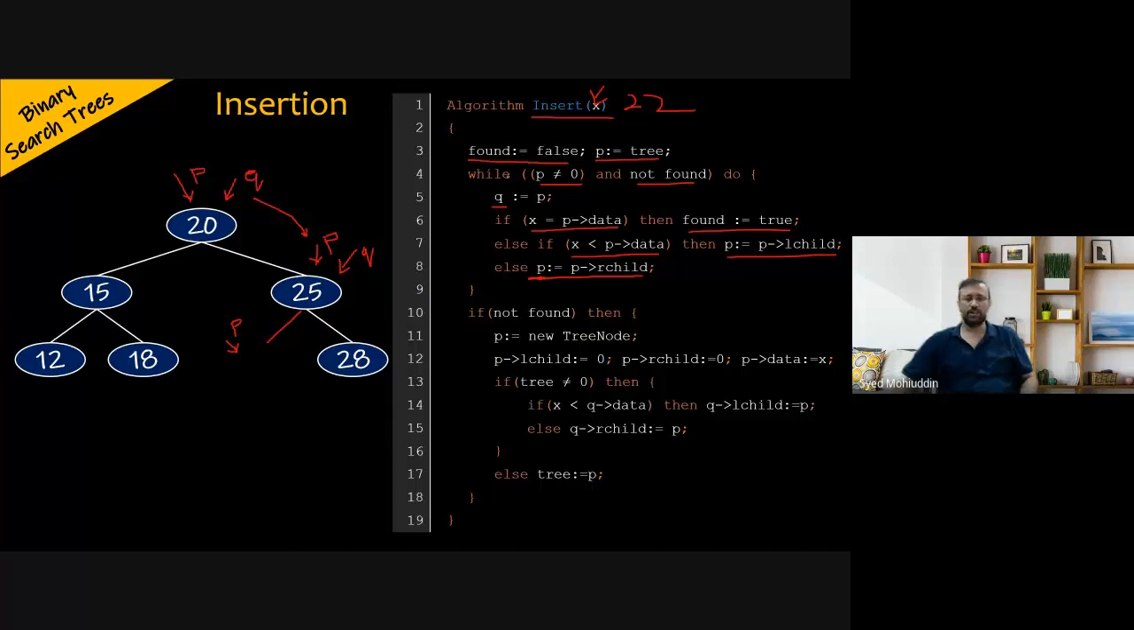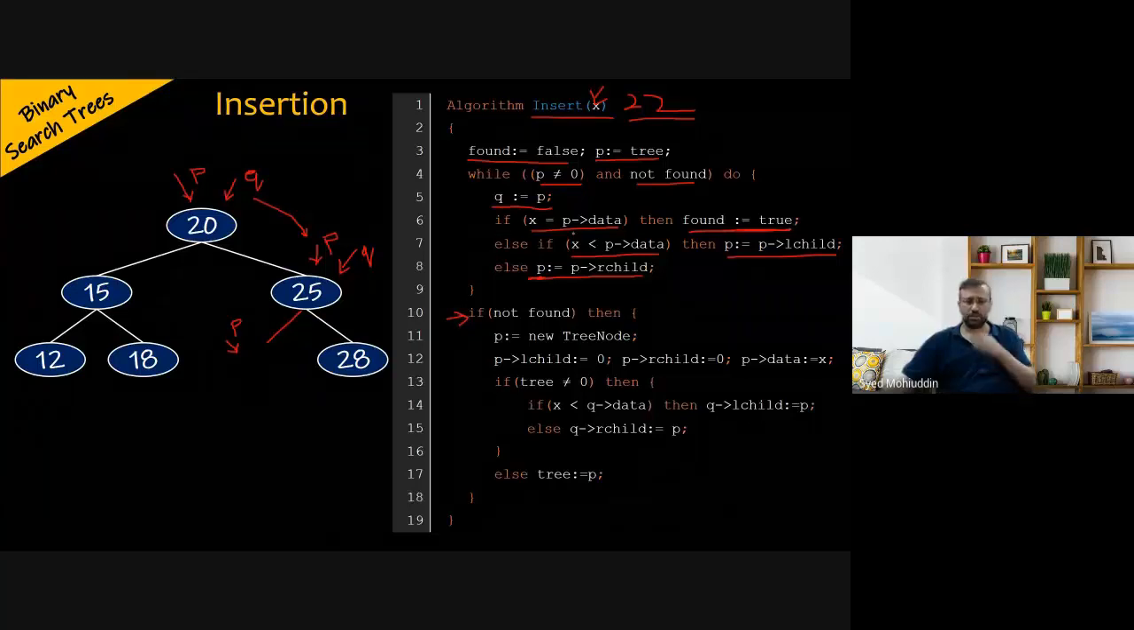And again the loop executes. Is p null? Yes, p is null because there is no left child for node 25. Remember, q has just moved to the parent of p. Obviously there is no node p, it's null, but q will be pointing to the place where the element 22 which we are trying to insert will be placed. Then we check if found is true, because that would mean we cannot insert, though that is not the case here.